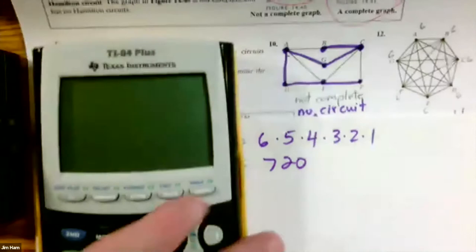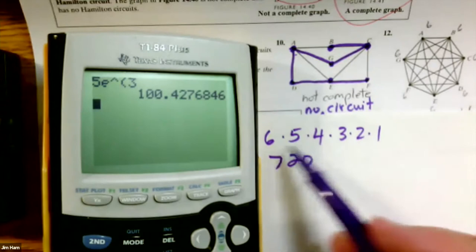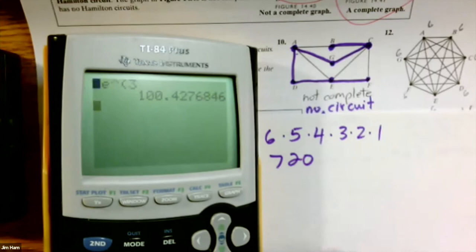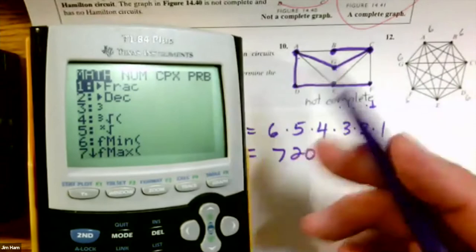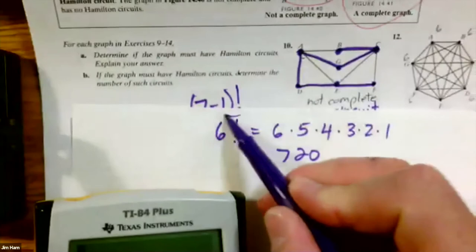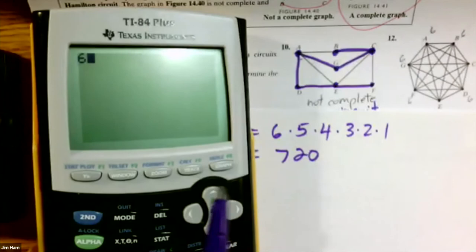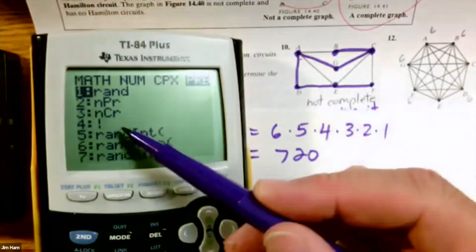calculate yourself. But if you had like 13 factorial or something like that, you'll want to use the calculator. It's in the math menu there. It's over in the probability menu, and you'll see the exclamation point right there. That's our factorial. So if we wanted to evaluate 6 factorial, you type in the 6, and then math, and then go over to the probability menu of the math menu and select option 4, 6 factorial.